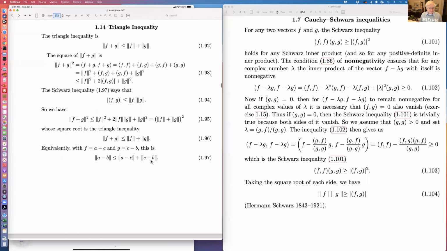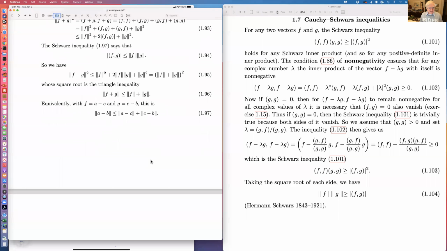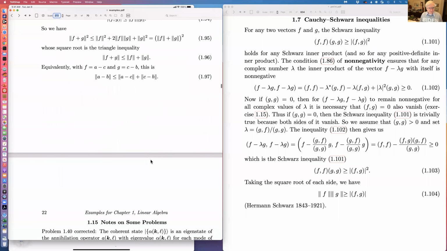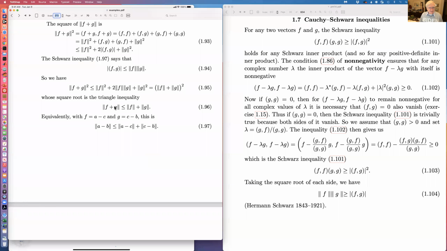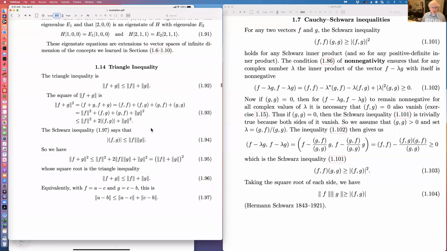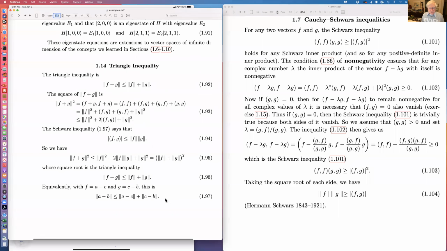And if you let F be A minus C and G be C minus B, then the C's cancel in the first term and you get A minus B is less than or equal to A minus C plus C minus B. And that's another way of writing the triangle inequality.